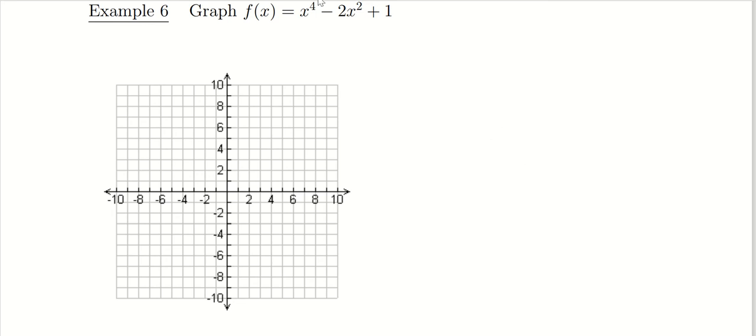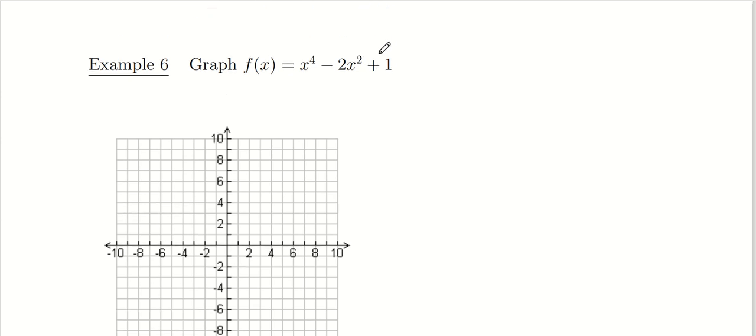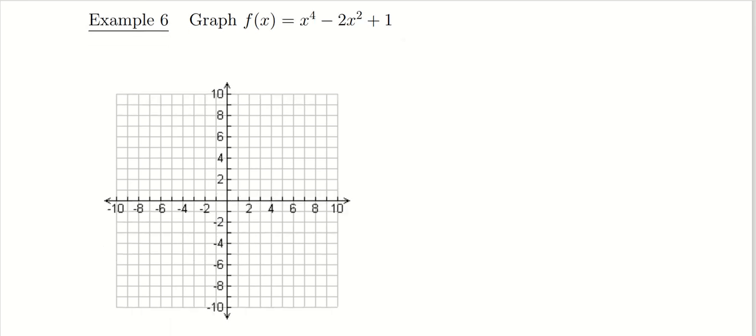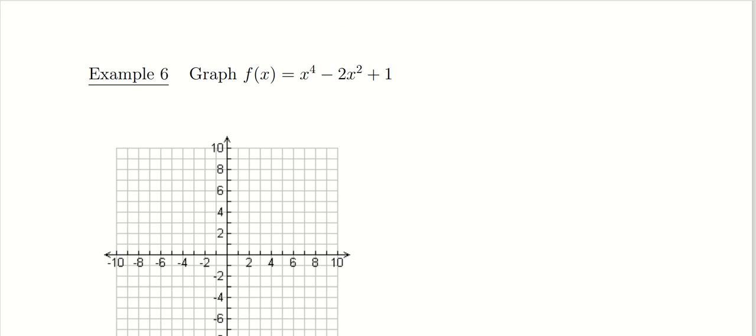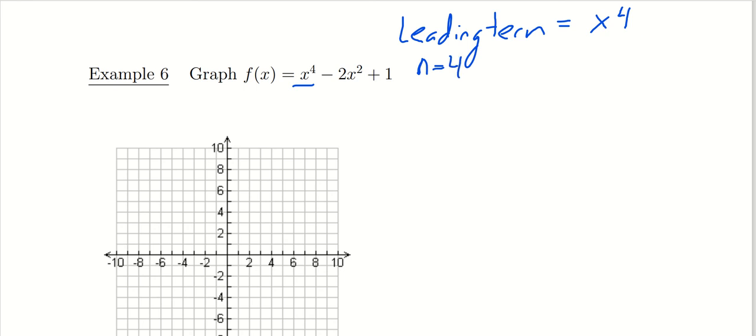Let's go ahead and take a look at example 6 here. In example 6, we're asked to graph f of x equals x to the 4th minus 2x squared plus 1. So first things first, let's determine the end behavior. If we look at the leading term here, it's going to be x to the 4th. The value for n is 4, which is even. And the leading coefficient is understood to be 1, which is greater than 0.